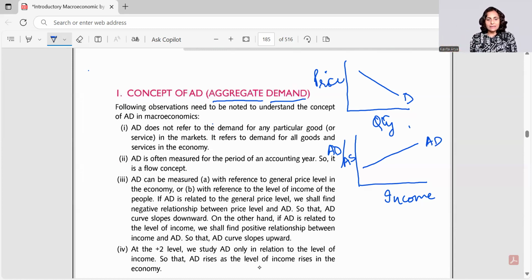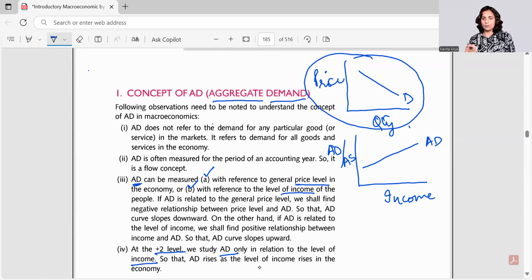So it's very much clearly given here that AD can be measured with respect to general price level. That's one elaboration, and the second elaboration is with respect to level of income. But our syllabus of 12th standard wants AD to be used and discussed with respect to income. So we would not have anywhere in this chapter any demand curve which slopes downwards. We would have all the diagrams having a positive slope, meaning rising upward.